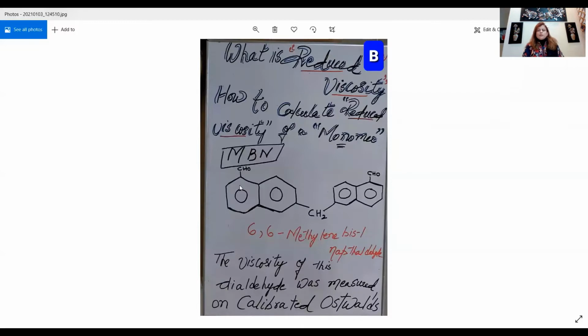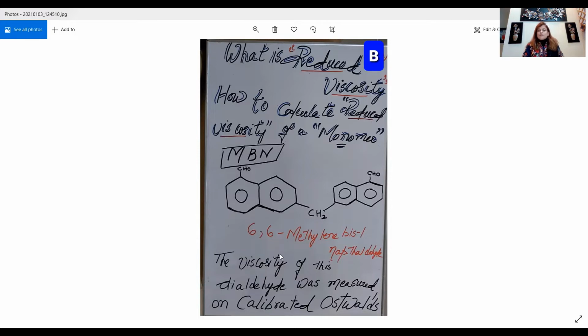Okay, so now this was the monomer I was talking about, whose reduced viscosity I've calculated. It's simply 6,6-methylene bis 1-naphthaldehyde. You can see a methylene group, a bridging group between these two naphthaldehyde rings, right? This was the monomer whose reduced viscosity today we are going to calculate. You can see that this methylene group is at the 6,6 position of both naphthalene rings, naphthaldehyde rings, right? And we can also call it dialdehyde.